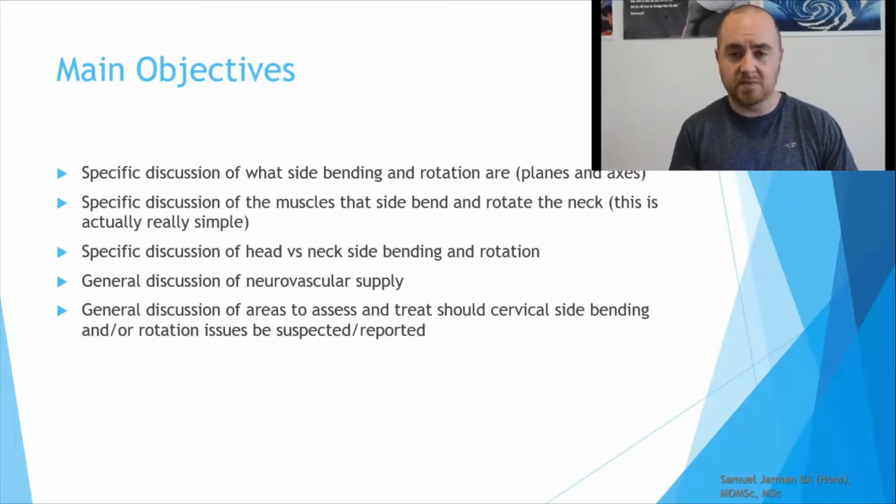We're going to have a general discussion of the neurovascular supply. Again, this is really easy because these are all the same neurovascular pathways that we've talked about already with flexion and extension of the head and neck. We're going to have a general discussion of the areas to assess and treat should cervical side bending and/or rotation issues be suspected or reported. Again, very redundant because this has already been done for cervical flexion and cervical extension.